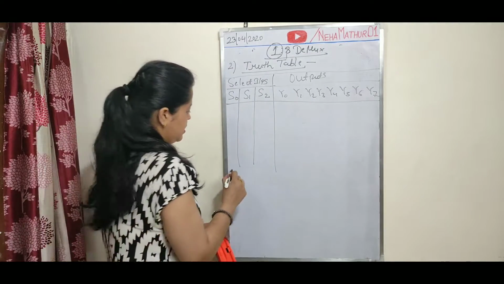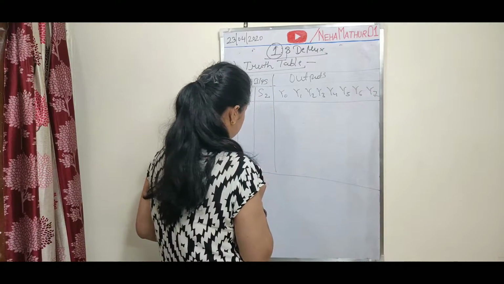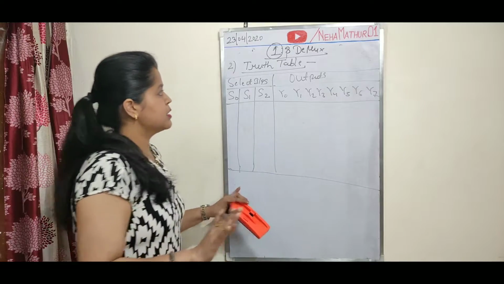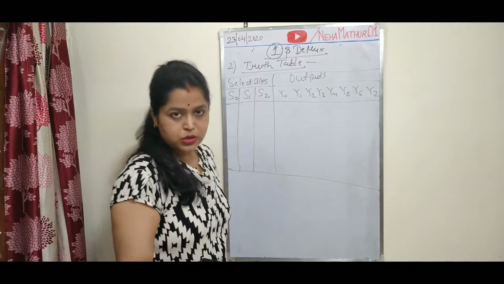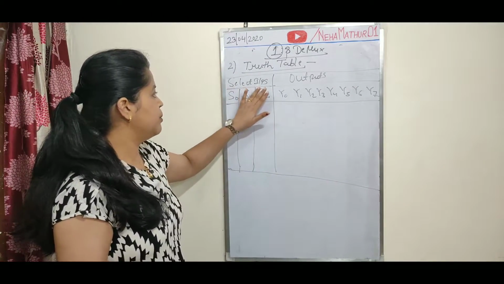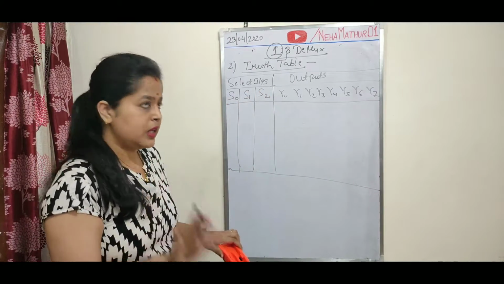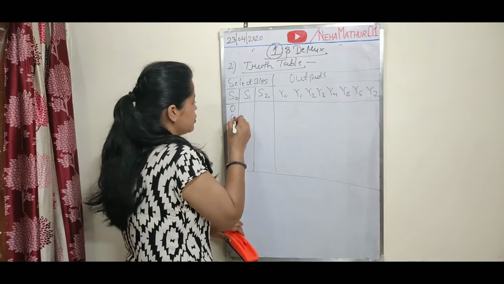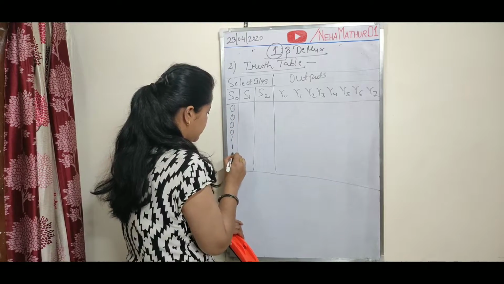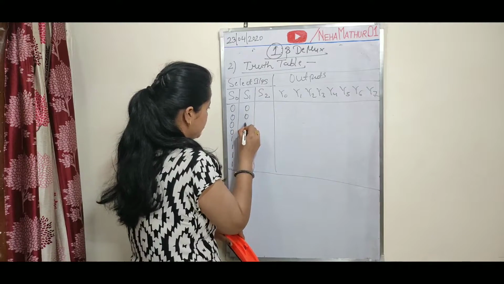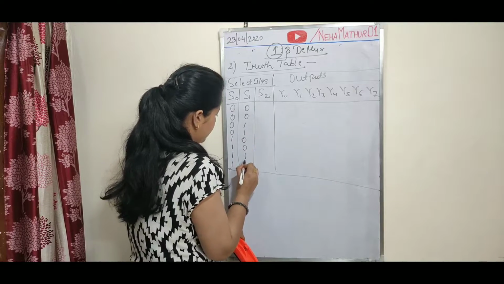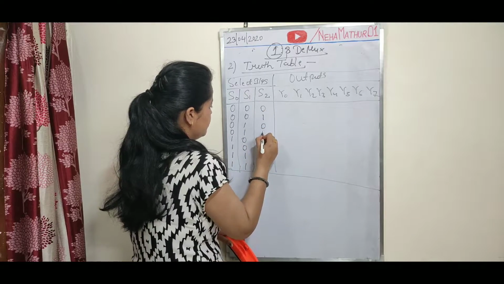Fine. So as per the basic concept of the truth table, here you have select input with 3 variables S0, S1, S2. So its binary equivalent will be 0 0 0 0 1 1 1 1, 0 0 1 1 0 0 1 1, 0 1 0 1 0 1 0 1.